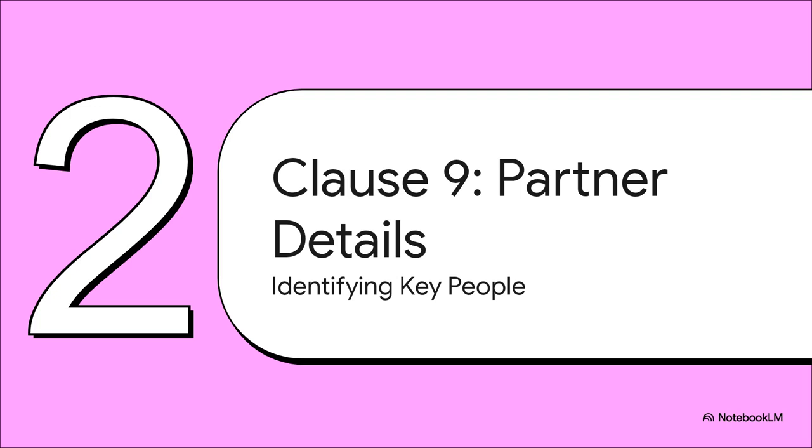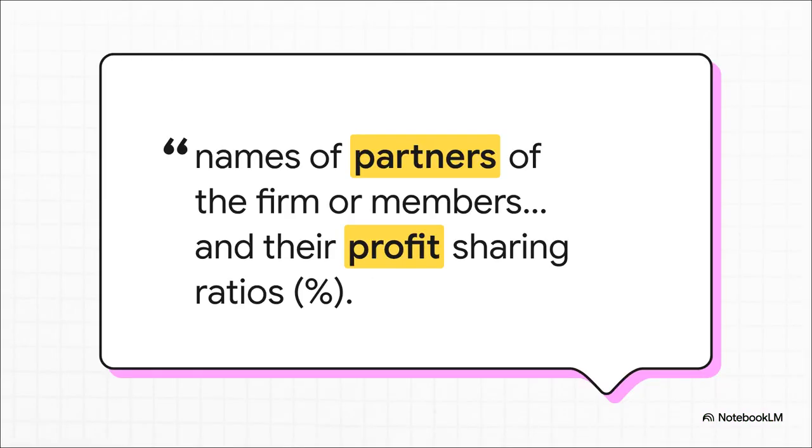Okay, time for our first deep dive. Clause 9. This clause is all about identifying the key players. We're talking about the partners or members in entities like firms, LLPs, or even an association of persons. It's about who's who in the zoo. Now, the clause itself seems pretty direct, right? It says you have to list the names of all the partners or members, and, this is just as important, their profit-sharing ratios.